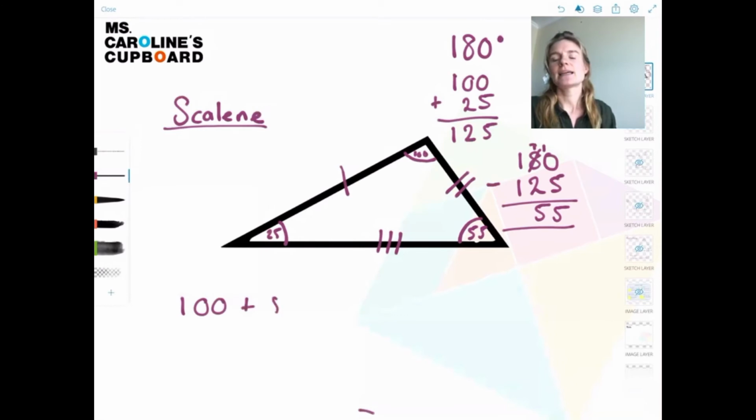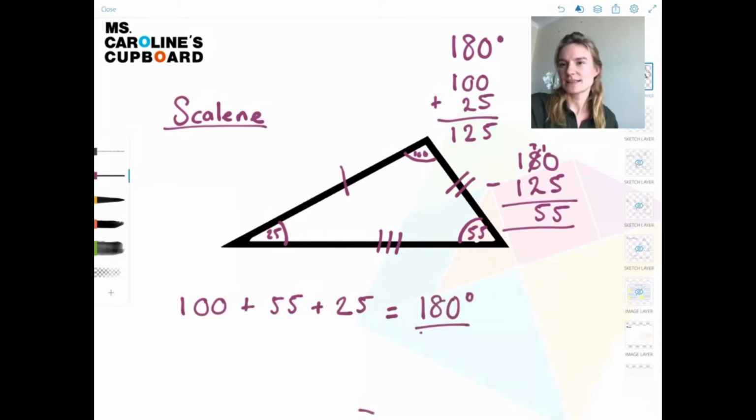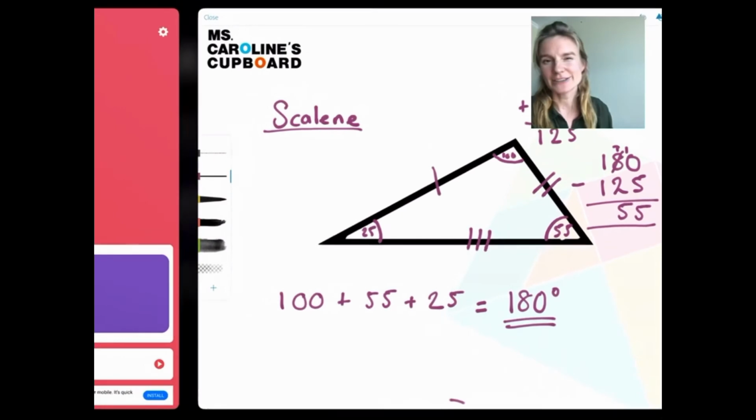So let's test it. 100 plus 25 plus 55 should equal 180. We've got the 50 and the 20, 70 plus the 5, 80, 100 plus 80, 180. We got it! Fantastic. Okay, so that is how we use our knowledge of triangles to find our missing angles.